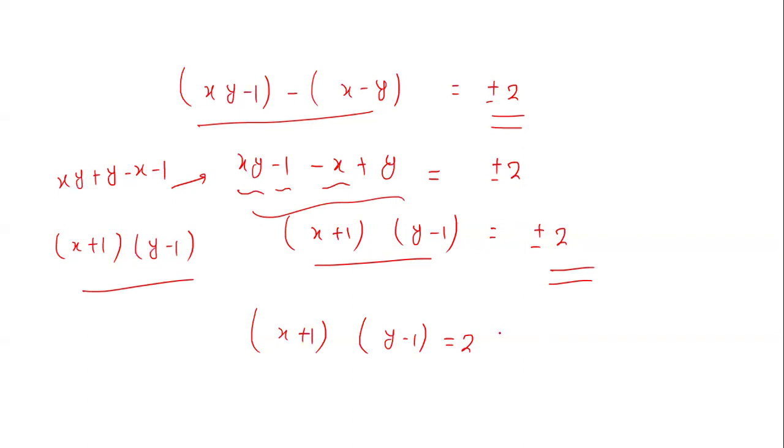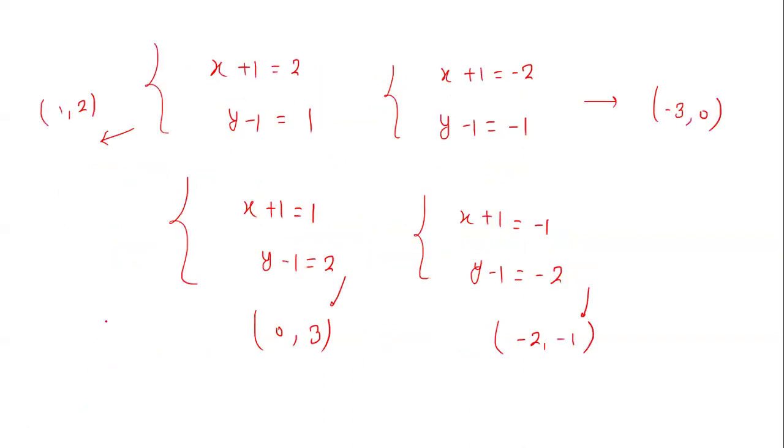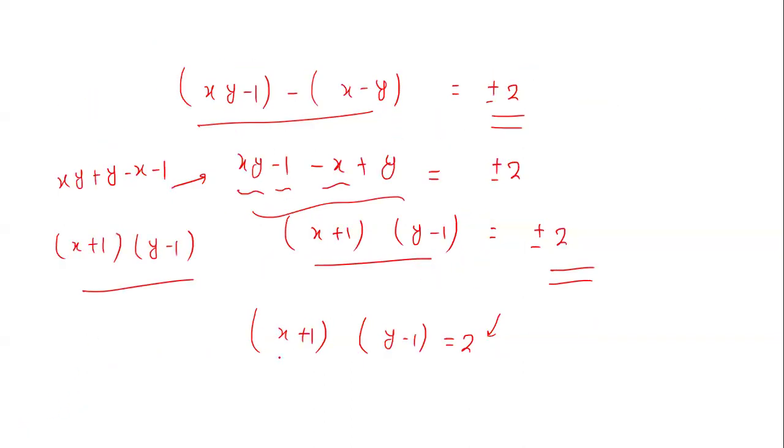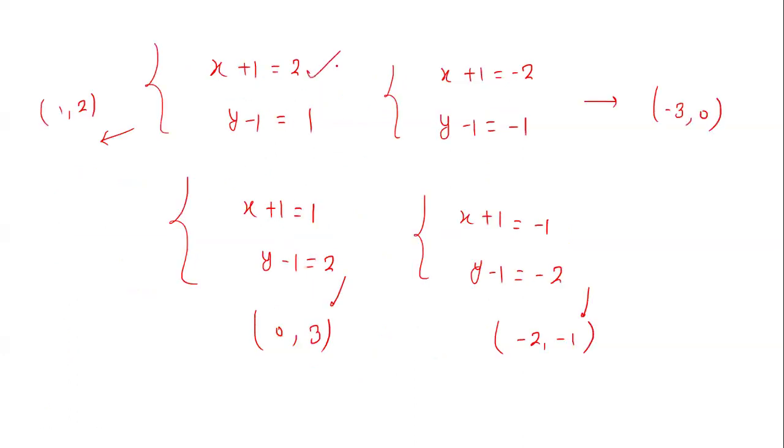Now there are two cases. If this value is equal to plus 2, what are the possible integral solutions? This can be 2 multiplied by 1, because x is an integer, so x + 1 is also an integer, and y is an integer, so y − 1 is also an integer. So we want two integers whose product is 2. The possibilities are: 2 and 1, minus 2 and minus 1, 1 and 2, minus 1 and minus 2. So there are four possibilities, and now you can solve for each one.